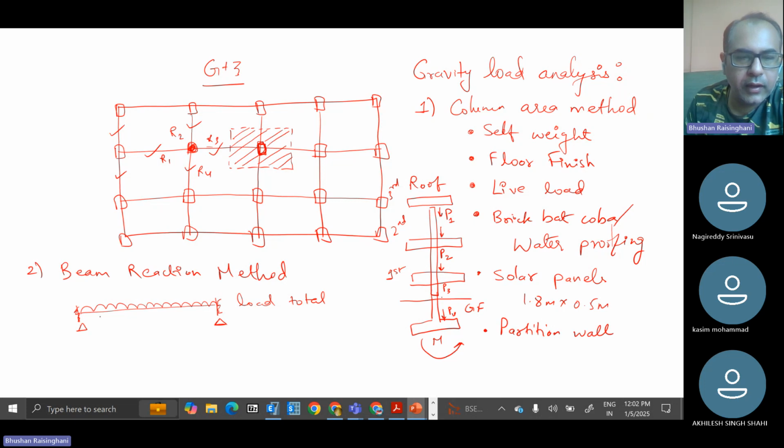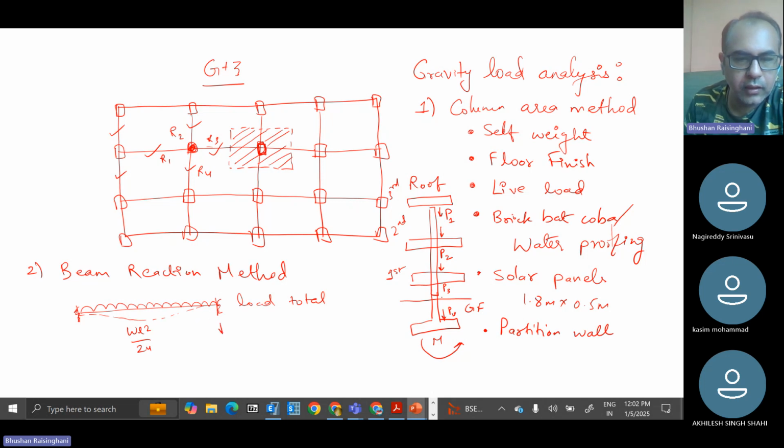So this beam will have a higher bending moment if it is a pin support. If it is a fixed support, it will have a lesser bending moment. It will be WL square by 24 if it is a fixed connection, and WL square by 8 if it is a pin connection. So there is a lot of difference between the bending moments. So the beam end condition and how to design it is the critical part. So this is the beam reaction method.